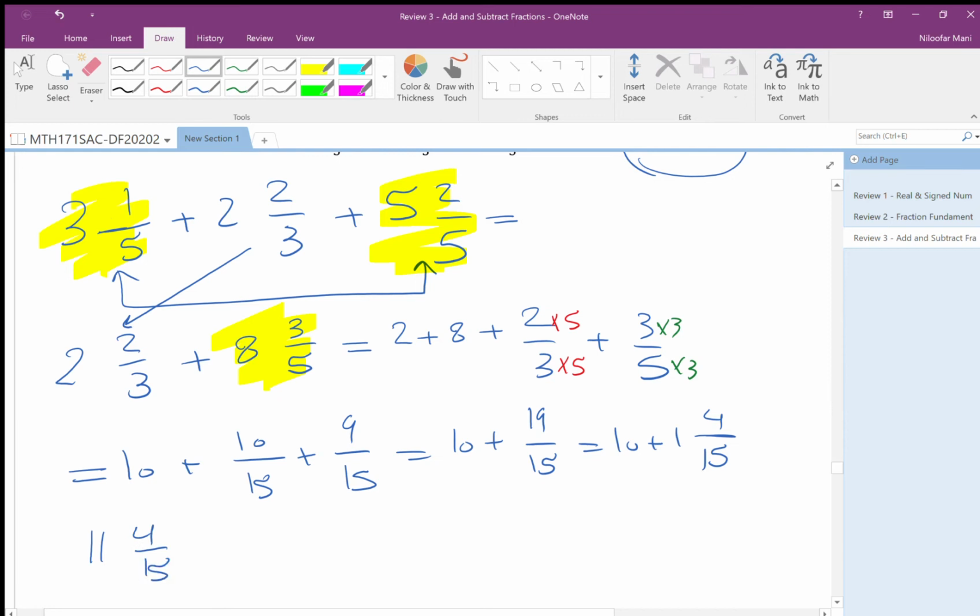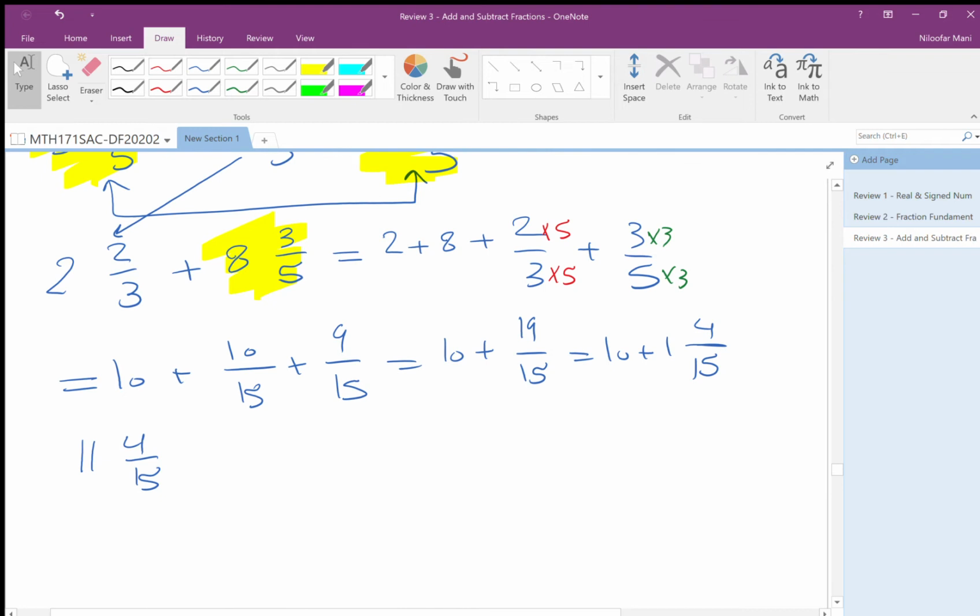Okay, so far you just did the math part, but after I have to say what is the unit. 11 4 over 15 gram or kilogram or what? Okay, so I look at my question: gram, gram, gram, so it's gram. Then I can write a conclusion sentence: the total mass of the mixture is 11 4 over 15 grams.